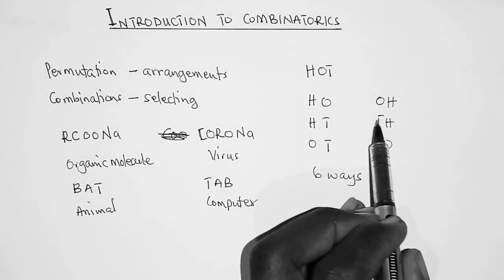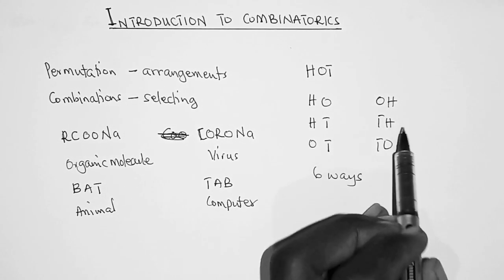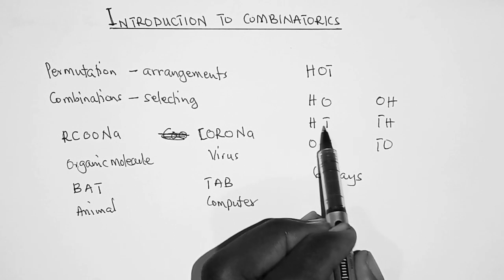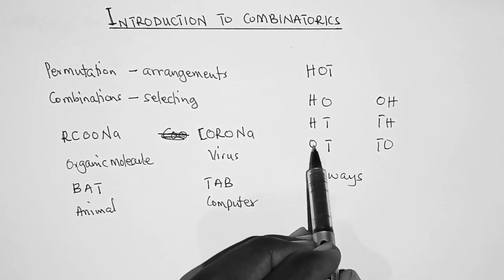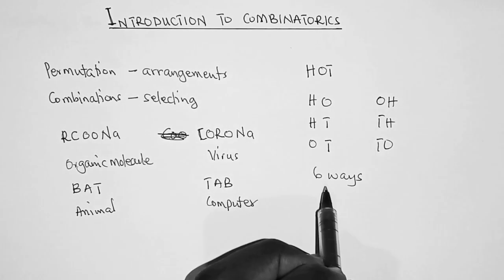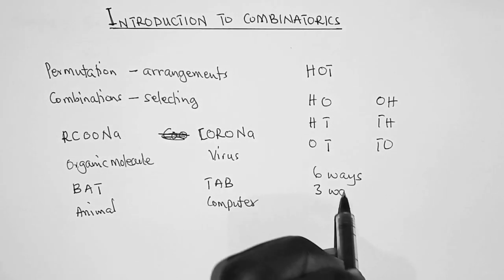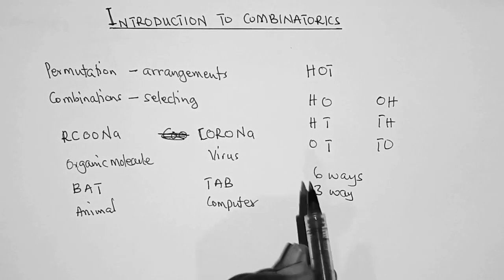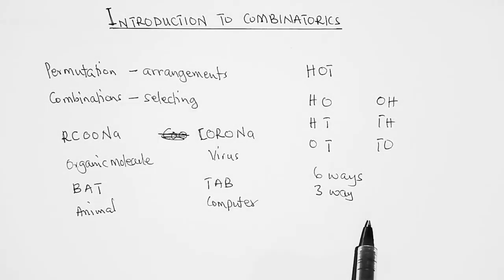But in terms of combination, HO and OH is the same. HT and TH is also the same. And OT and TO is also the same. So in terms of combinations, there are only 3 ways of arranging the word HOT, taking 2 at a time.